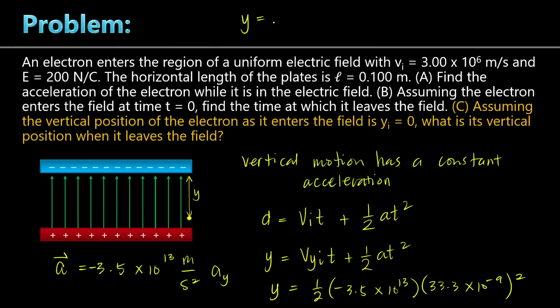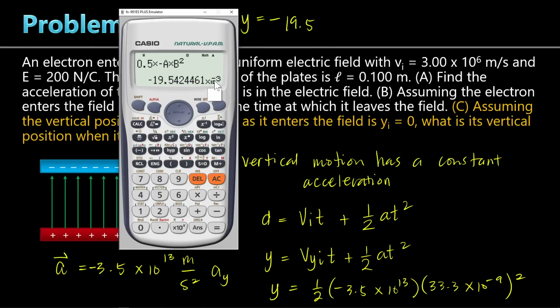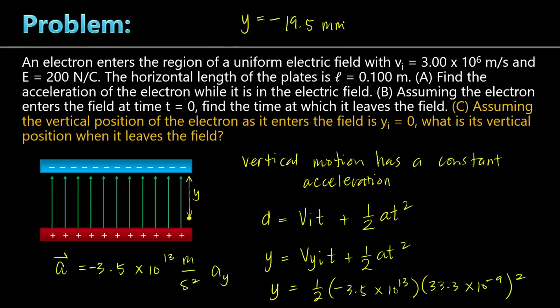Diba? Y is equal to negative 19.5. Yung times 10 to the negative 3, millimeters yan. Yan. Millimeters. Or, gawin na lang nating y is equal to negative 1.95 centimeters para mas malaki, no? Sir, anong ibig sabihin ng negative sign dito? The negative sign only indicates that the final position of the electron is below the initial. Tama, kasi initially andito siya, 'di ba? Yung final vertical position niya is below the initial position. Kaya nag-negative ang nakuha nating sagot.